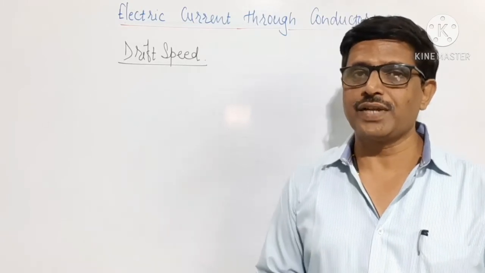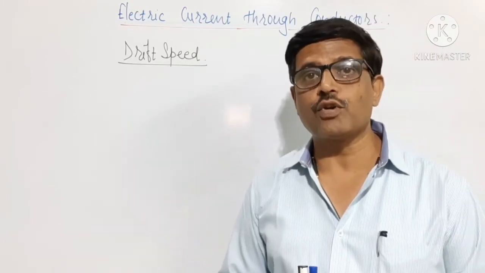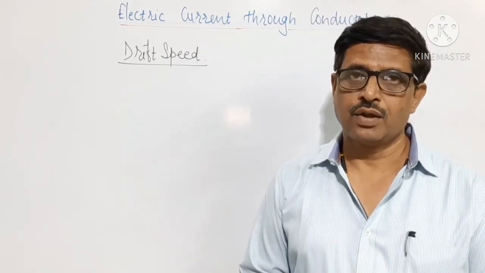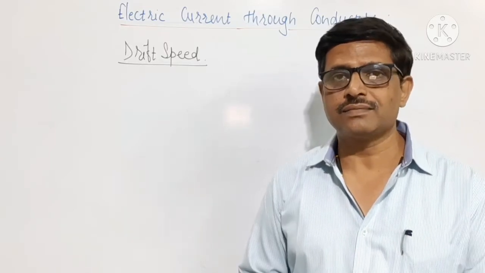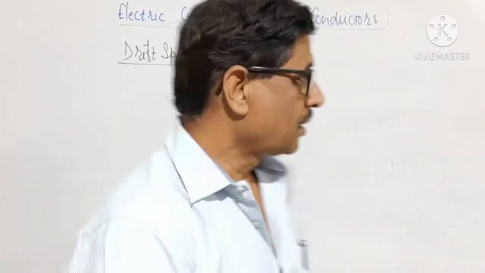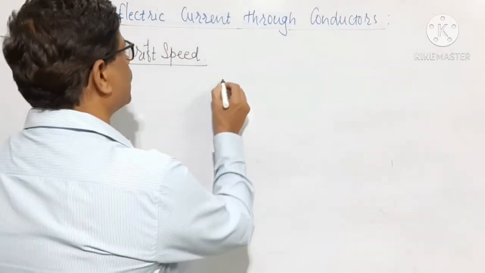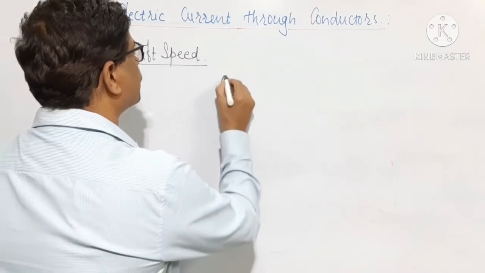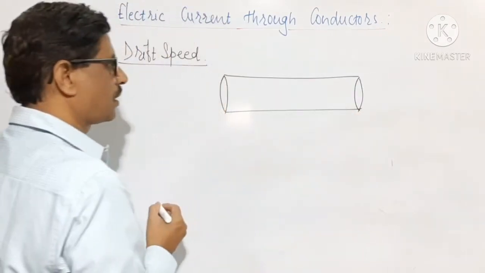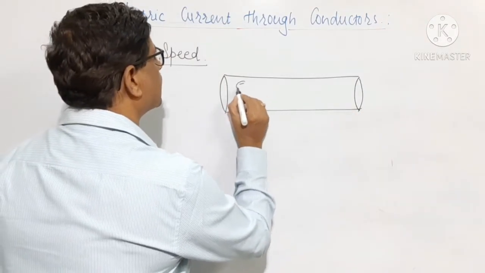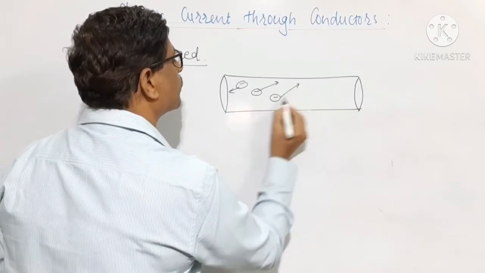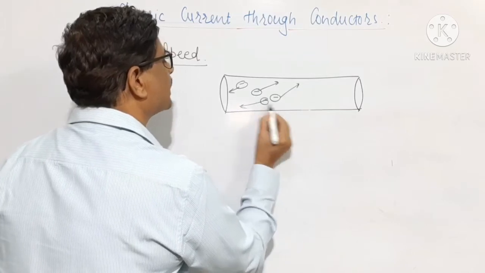In this video lecture, we are going to think about what we mean by drift velocity. Before starting with drift velocity, we will go a little bit back. Metals are supposed to be good conductors of electricity. Metals consist of a very large number of free electrons. The free electrons in a conductor are in a state of random motion. They can move in any direction with any velocity.